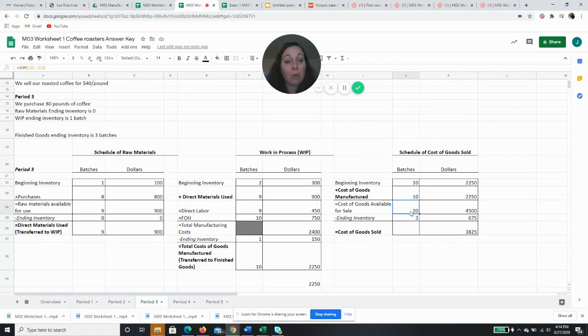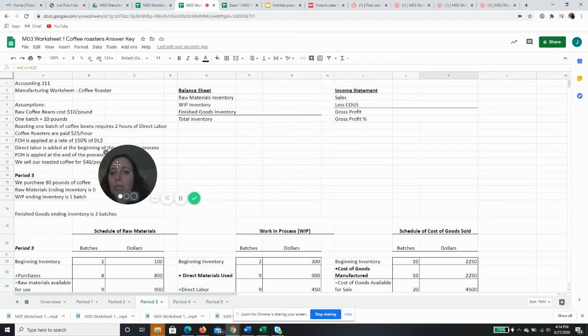20, which is how many we could have sold, minus the 3 we didn't sell, so we should have 17. 20 minus 3 is 17. And I'm going to check my work and say, what is 17 times 225, which is my cost per batch? It's $3,825. I'm feeling really good about myself right now. I hope you do too.